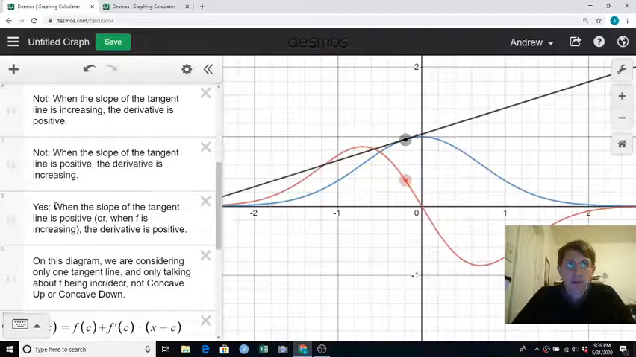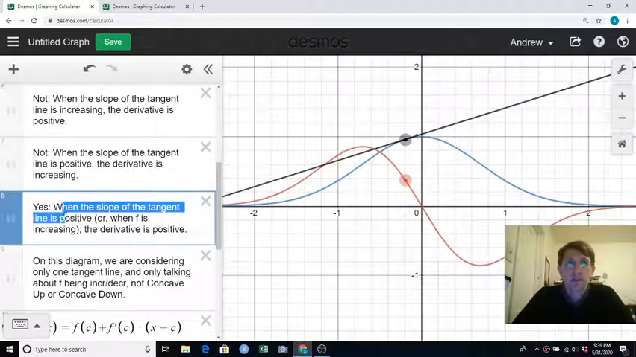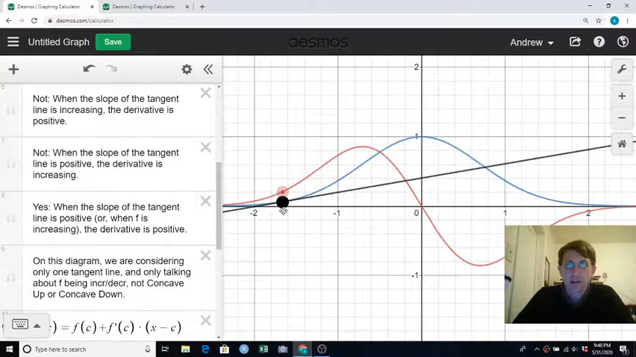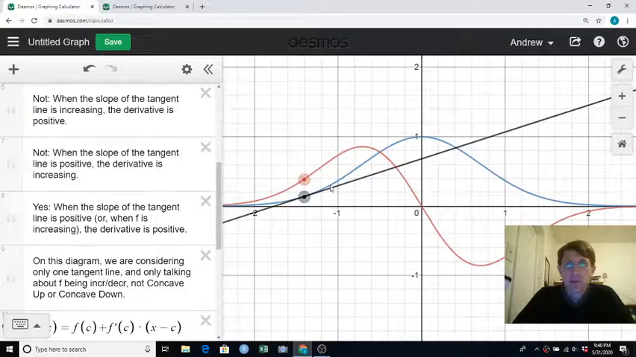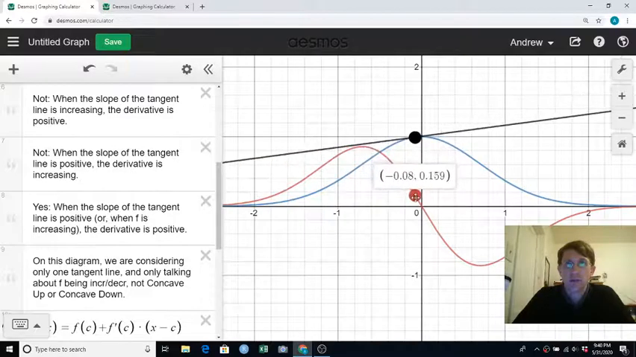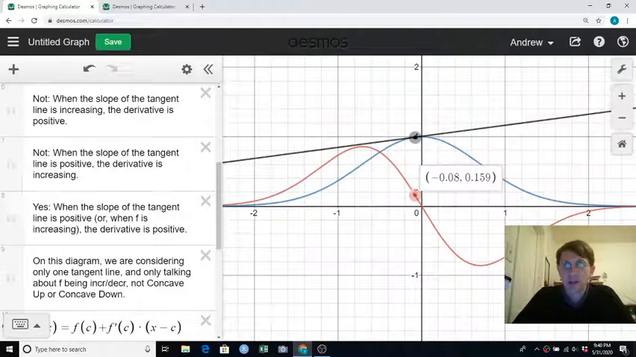So what we do want to say is that when the slope of the tangent line is positive, rather than the slope of the tangent line is increasing, or we could say when the function itself is increasing, the derivative is positive. Let's check that here. Here, the slope of the tangent line is positive, and the y value of the derivative is positive. And that's true all the way up here, and even right there. Well, yeah, the slope of the tangent line is positive, and the derivative value, the y value, is positive.